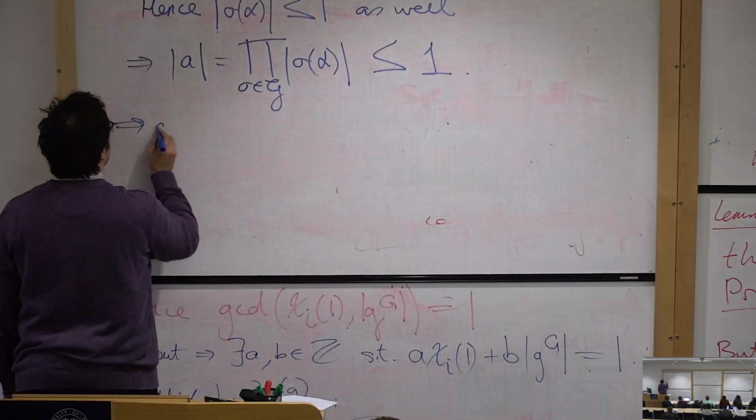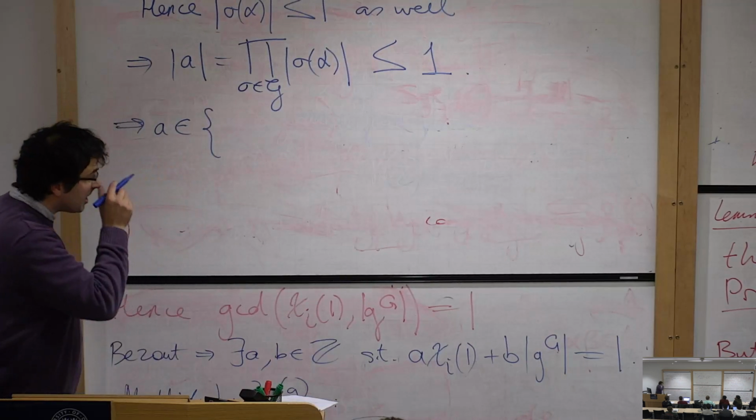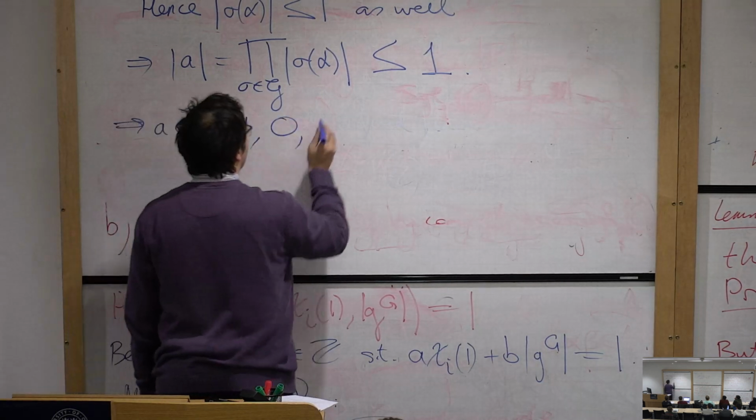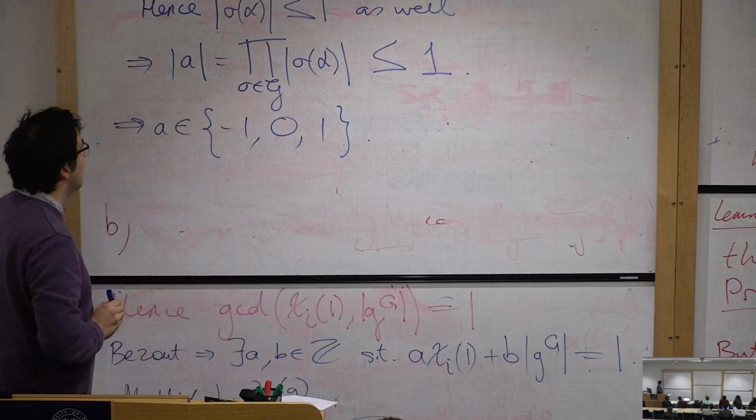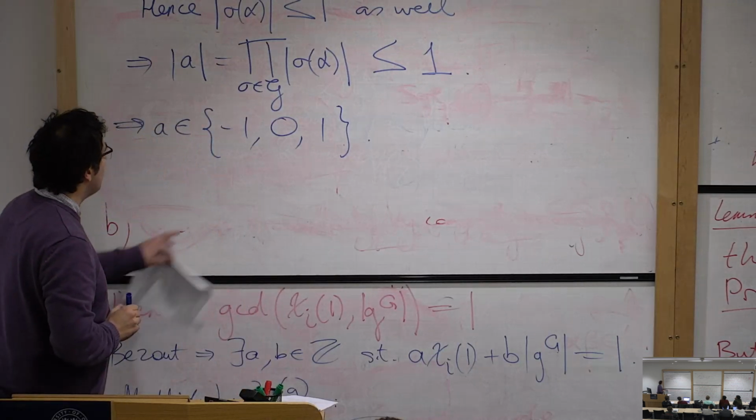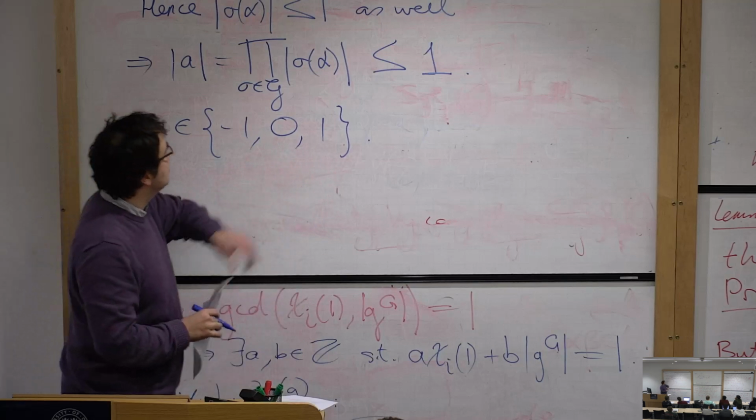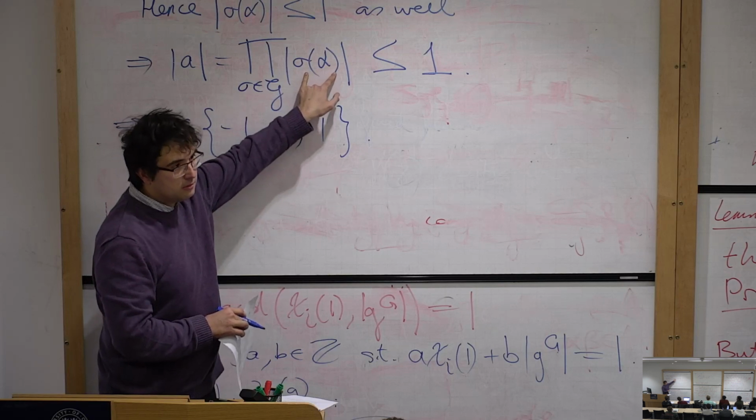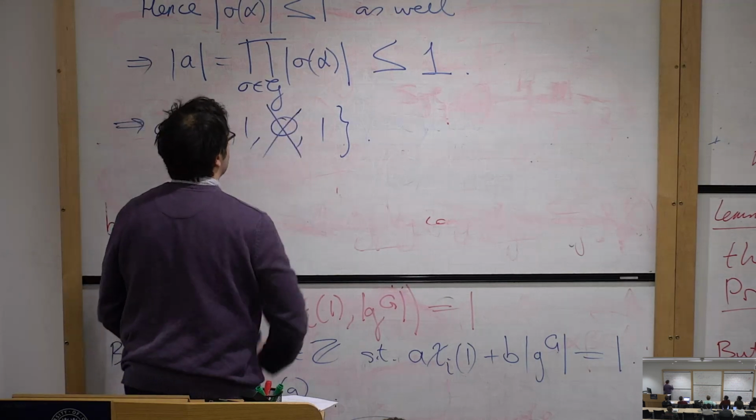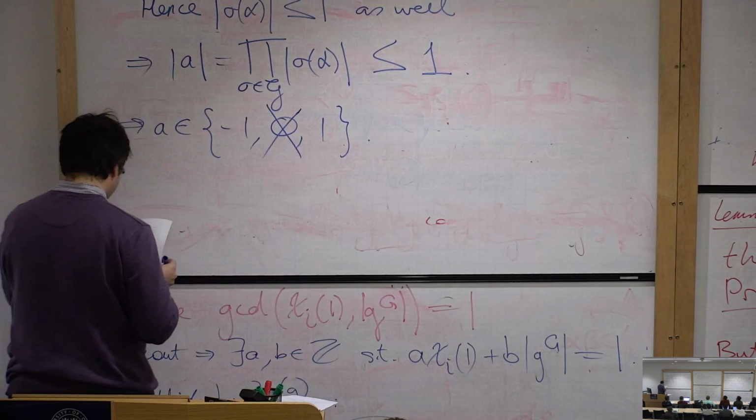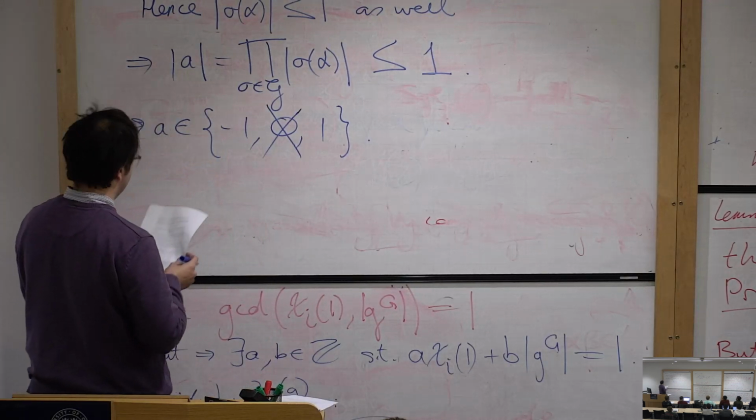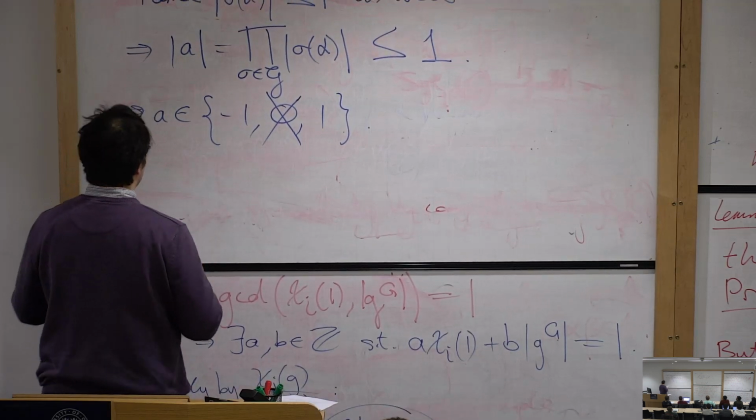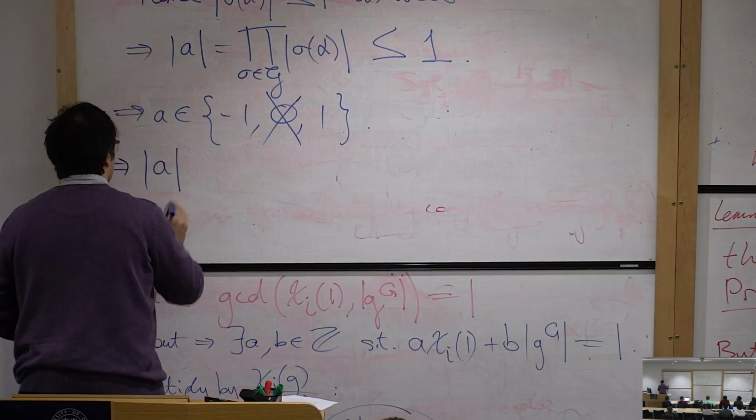And therefore, A, what whole numbers are there with this inequality? 1, minus 1, 0, right? It can't be 0, because if it was, then at least one of the sigma alphas would be 0, but then alpha would be 0, which we're assuming it is not. Good. Okay. So in any case, the absolute value of A is exactly 1.